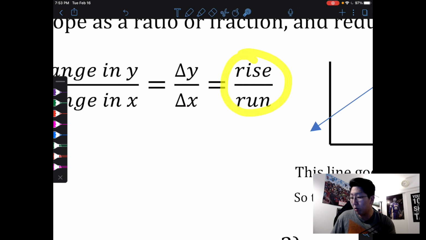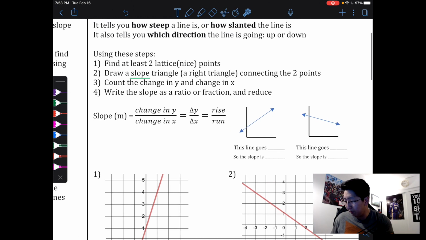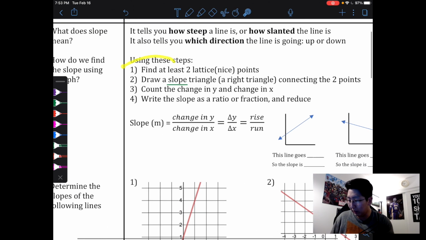And then you could also call it rise over run. And I'm going to explain all this in just a second. Okay, we'll come back to this, but I do want to make sure that you understand these steps right here. So let's start with the first step.